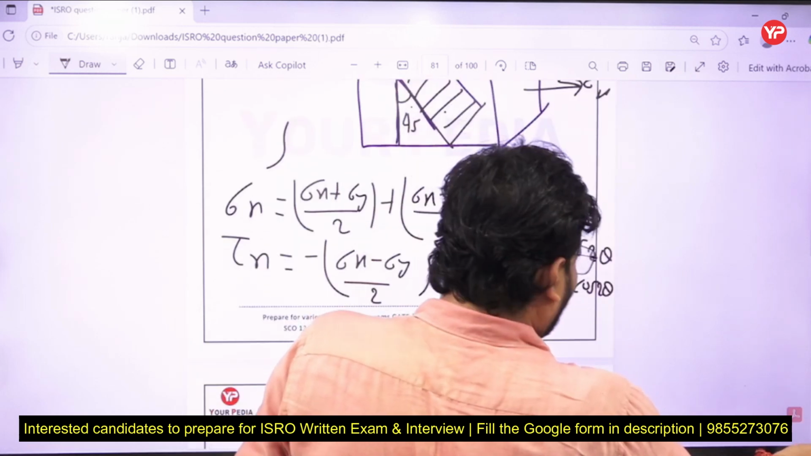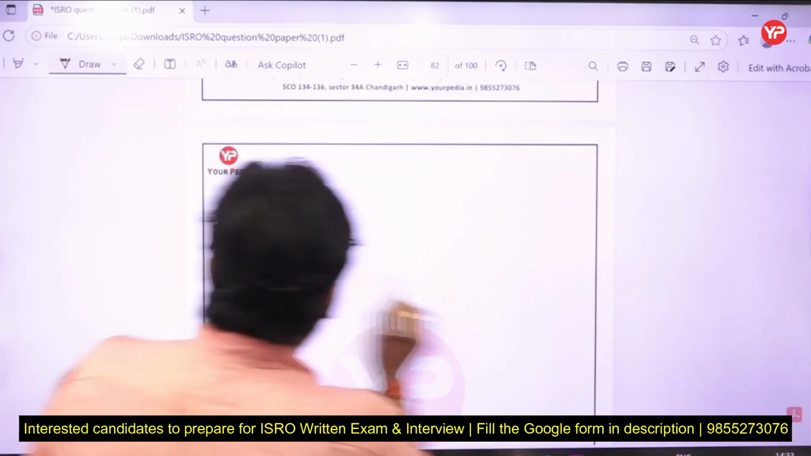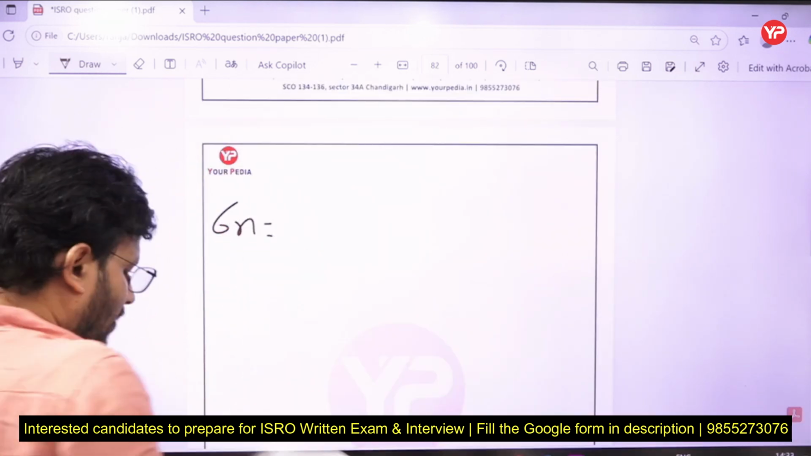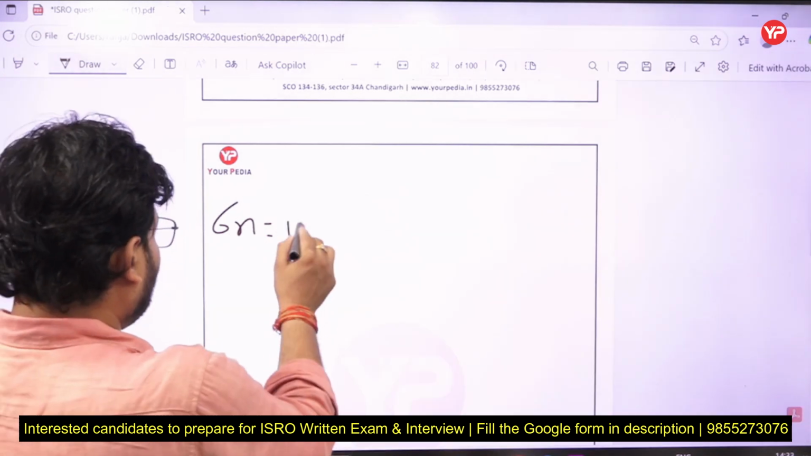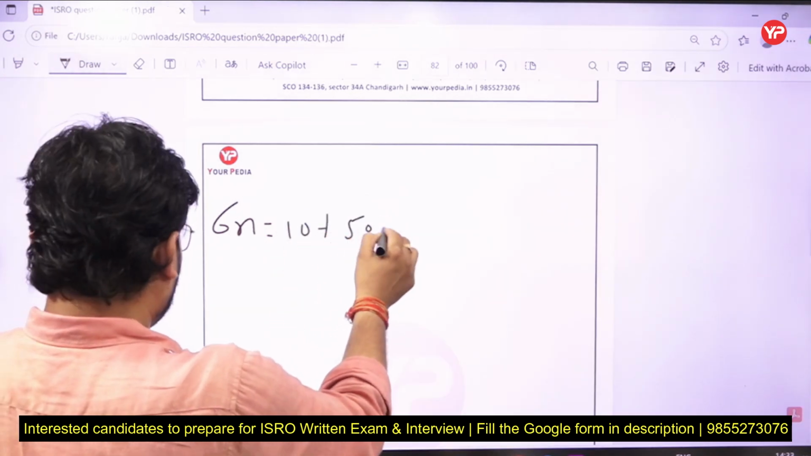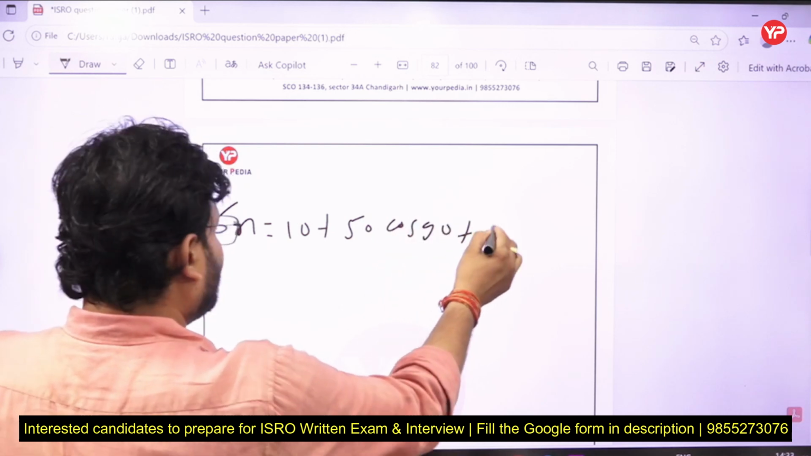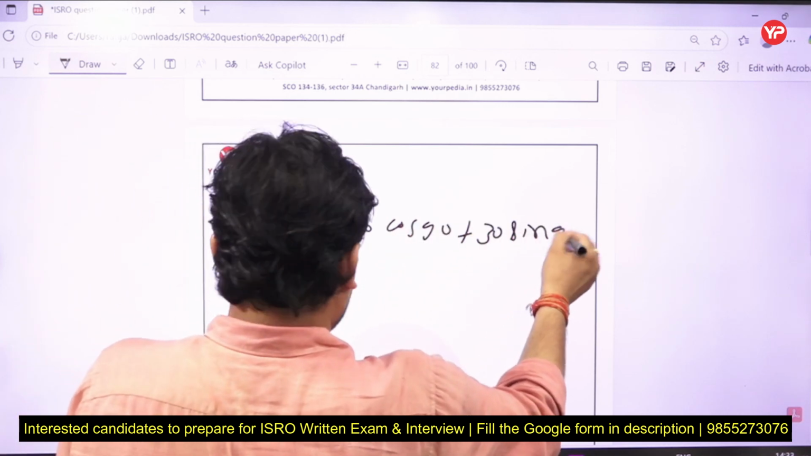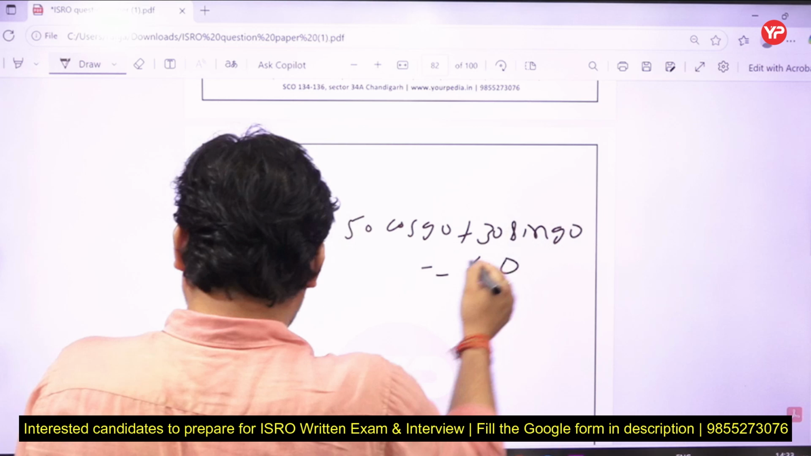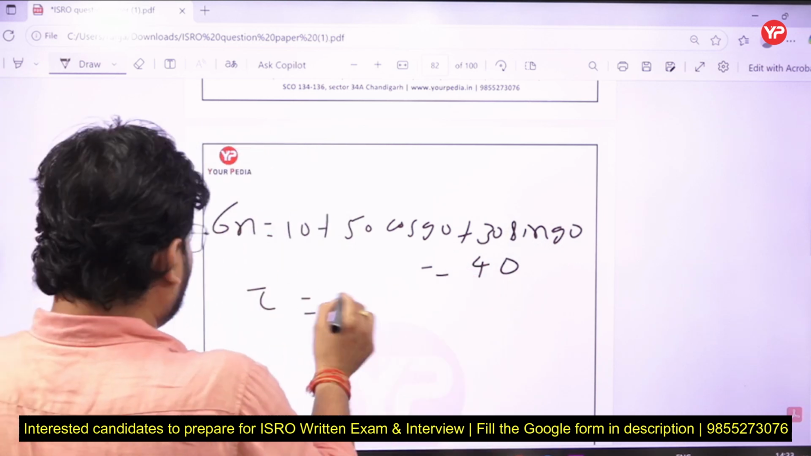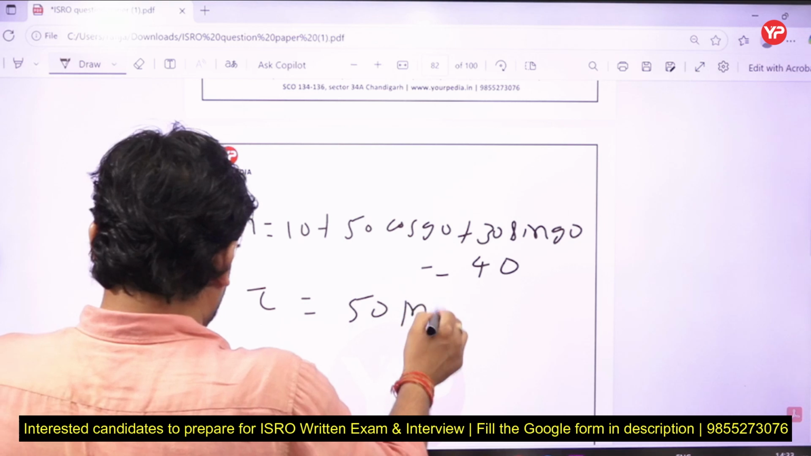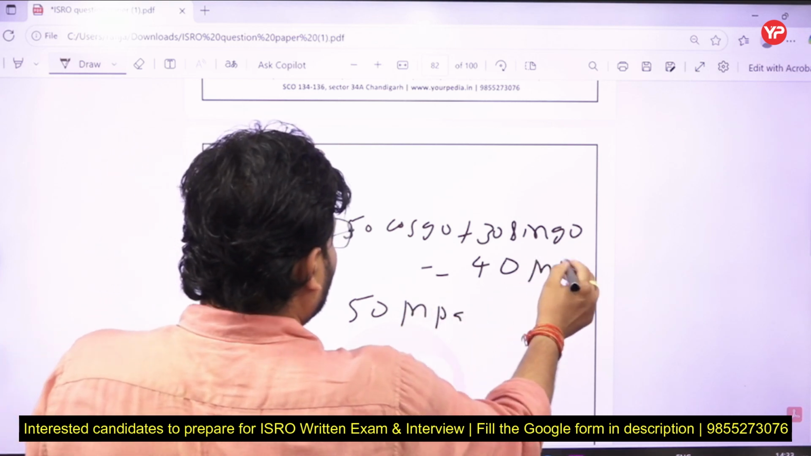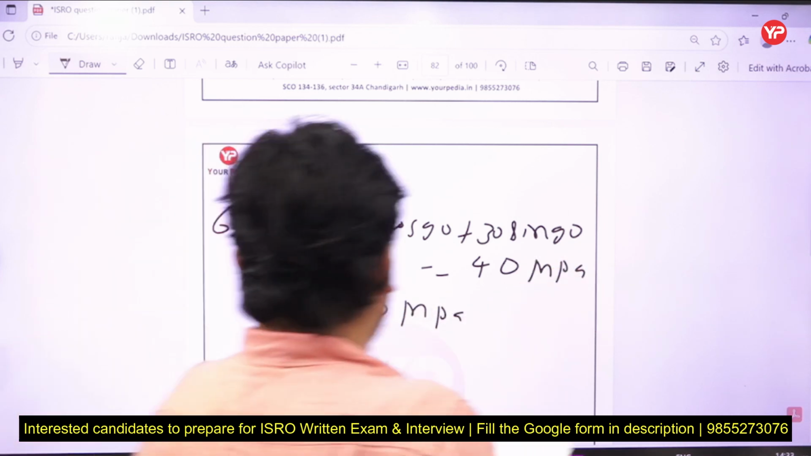Now put the values of sigma x and sigma y. If you have to get the sigma, the value I am going to write is coming out to be, by putting that value, 10 plus 50 cos 90 plus 30 sin 90. By solving that we will get 40, and tau by solving the same we will get how much, 50. So 50 MPa and 40 MPa. So the correct answer will be 40 and 50.